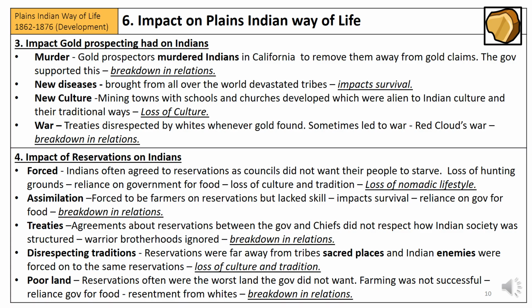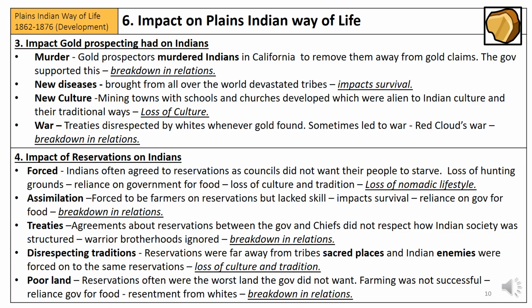Final impacts on Plains Indians' way of life, then, we are looking at gold prospecting to start with. So we know that with the onset of the gold rush, this caused lots of people to rush to California, and in doing so, they were removing the Indians from the land. Lots of other bad stuff going on meanwhile. So, firstly, we have murder. Quite often, the government would turn a blind eye and allow the Indians to be murdered in order to get to gold because the government are going to make money from people gold prospecting. This caused a breakdown in relations as the Indians were not being protected.